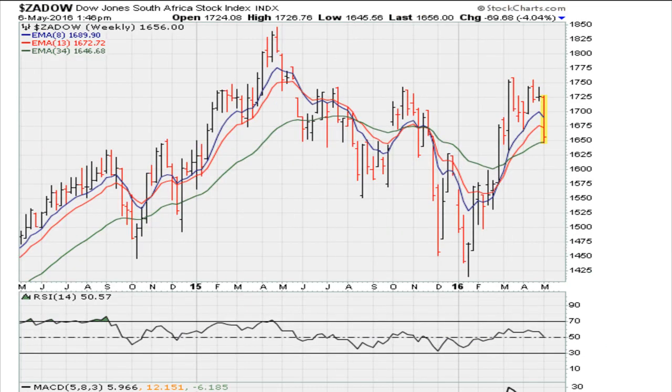If we take a look at the South African market here, we can see that it's had a relatively huge drop over the last week, which makes sense because we have drawn a line connecting RSI highs, something like that.